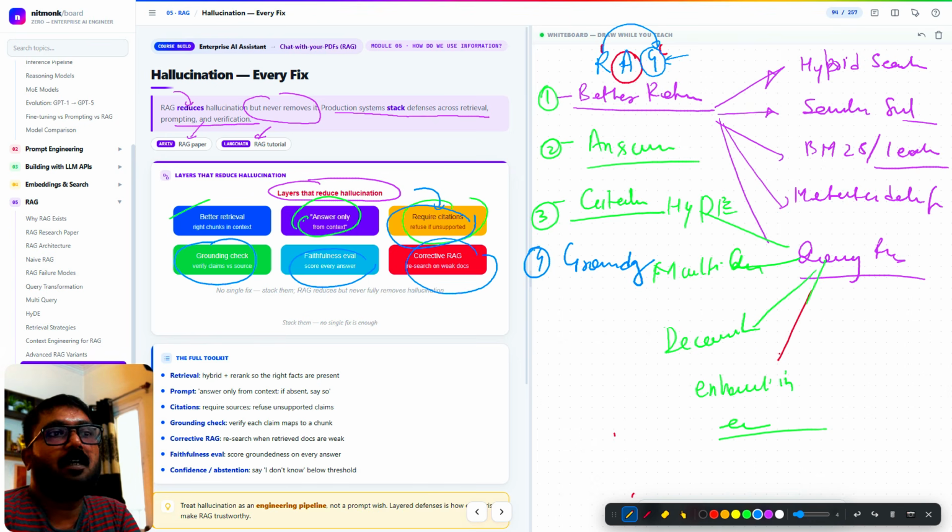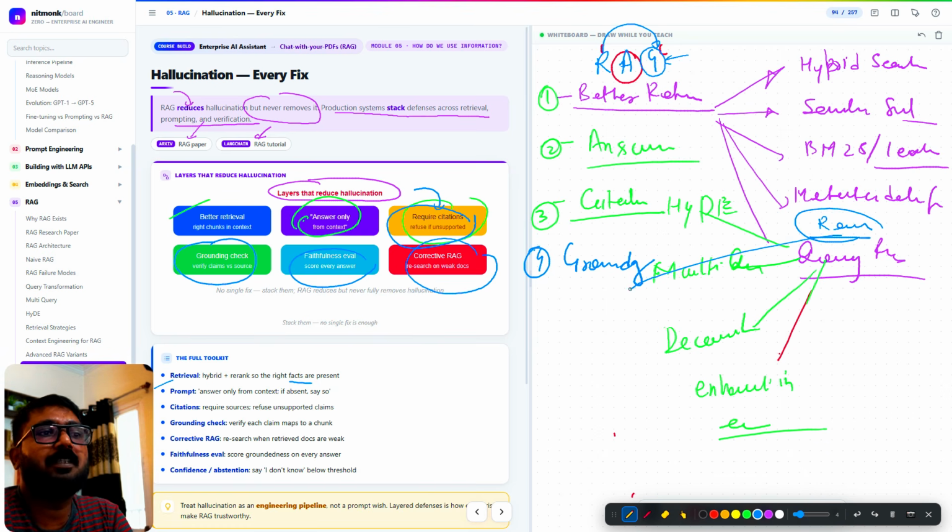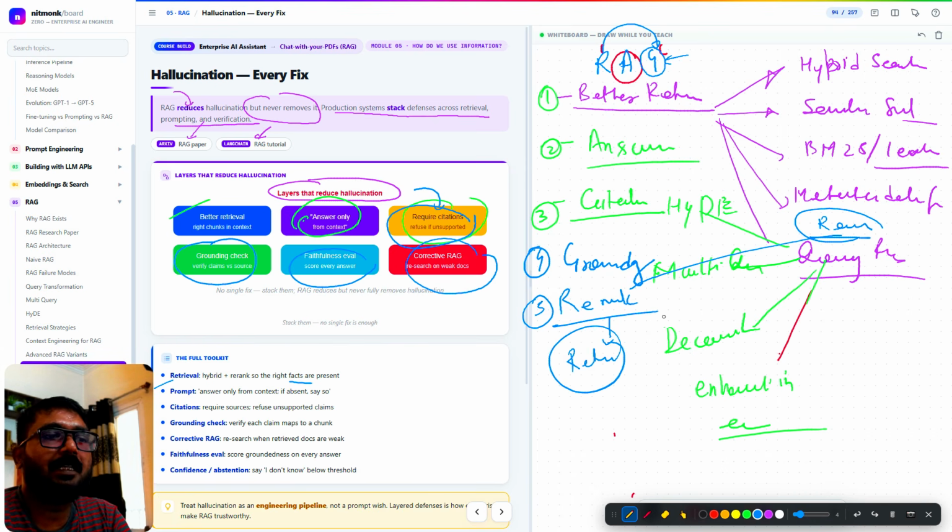There are multiple ways of RAG that we can apply, right? So the full toolkit is retrieval, hybrid, rerank. So there is rerank also. So that comes under retrieval also. So you can say rerank comes after generation, or it can come after. Yeah, it will come in retrieval itself, right? That does the reranking of which one is closer. So retrieval reranking will come under better retrieval.